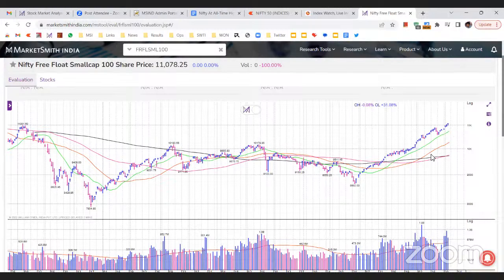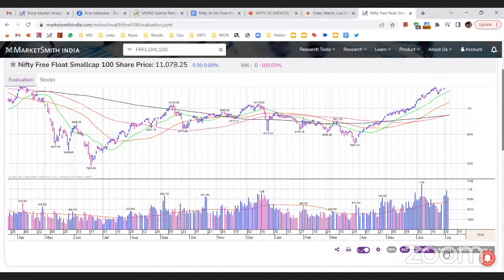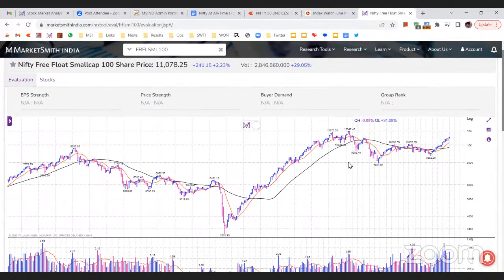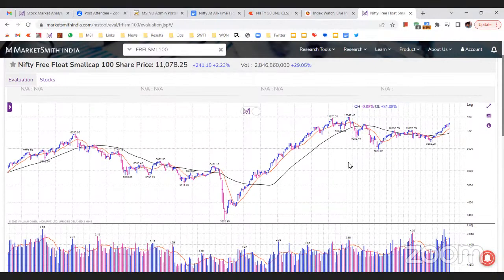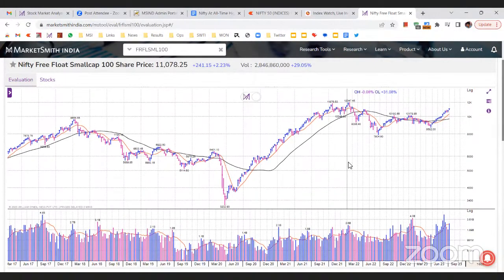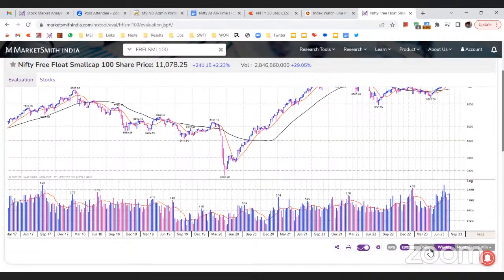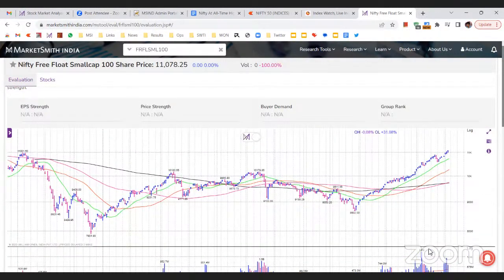Small cap index, you can see it has hit a new 52-week high, but if you look at its weekly chart, the all-time high was around 12,000 level. So that level is not reclaimed on the small cap index. It has not made a new ATH. But in the last 1 year, that is 52 week wise, it has made a new high. That is also a positive sign. If small cap also joins the rally and makes a new all-time high, then there is more push to the markets which is available.